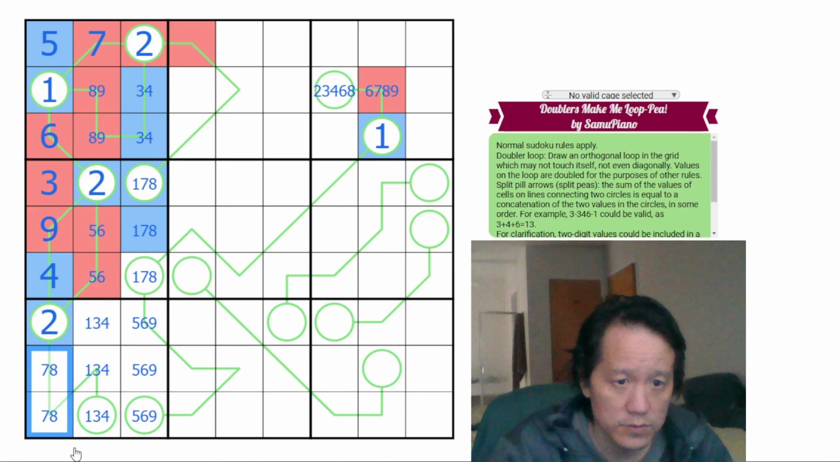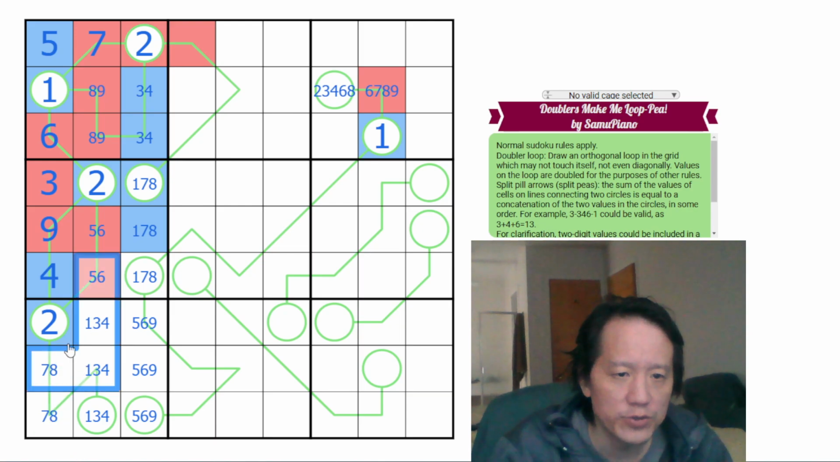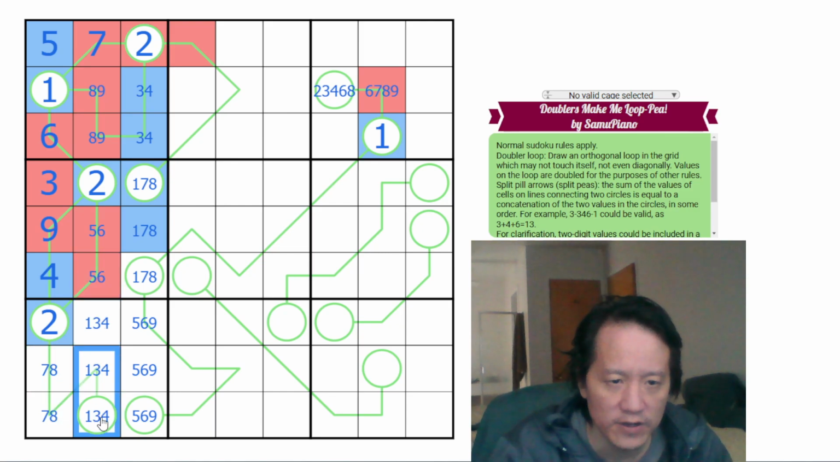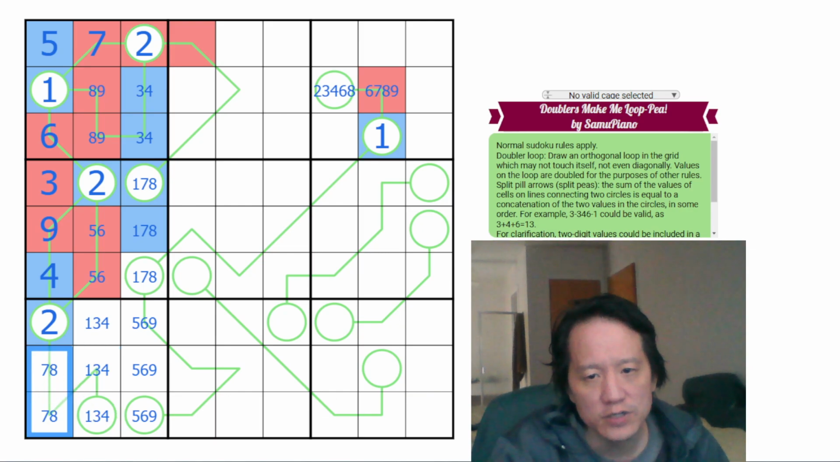This. So neither of these can be doubled, right? If they're doubled, they would have to go in here to here to here. But then it touches itself here. So neither of these are doubled. So this is a flat 15.